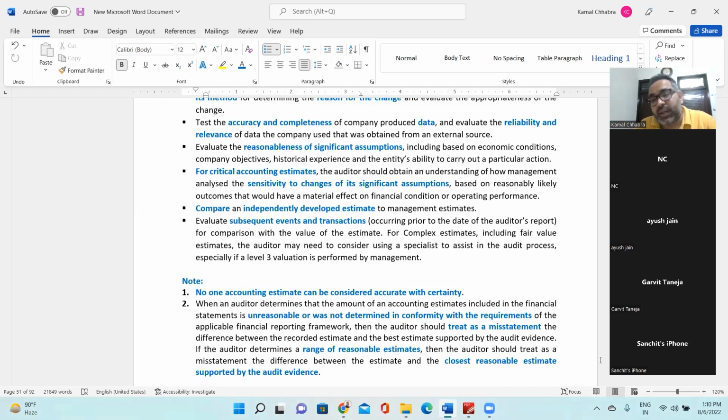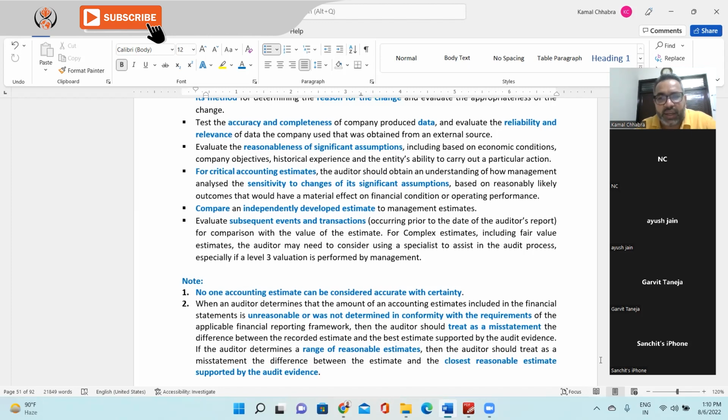For a critical accounting estimate, the auditor should obtain an understanding of how management analyzes the sensitivity to change in its significant assumptions. So here again, what it's reiterating is the significance of the sensitivity of the assumption. If there is 0.5% up, then what will be the ultimate amount? And if there is 0.5% less, then what will be the ultimate amount? Is that variation within the materiality level which you have considered or not?